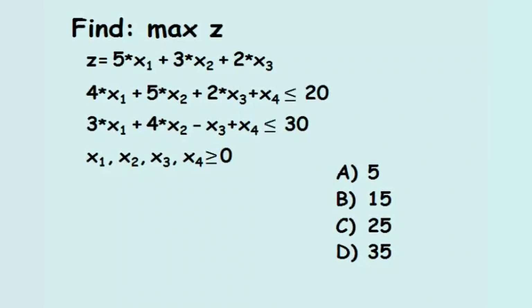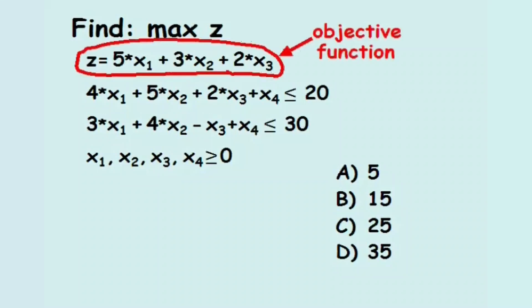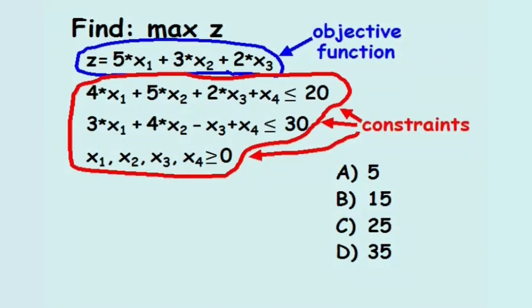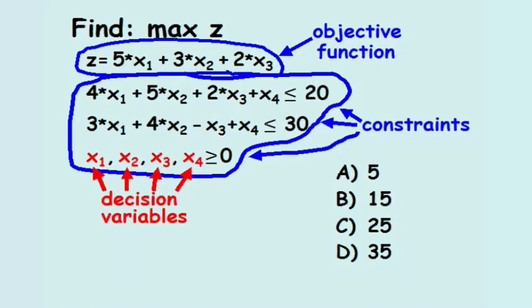Find the maximum value of z. In this problem, the objective function, z, is a linear function of variables x1, x2, and x3. The constraints are linear functions of x1, x2, x3, and x4, where the decision variables x1 through x4 are non-negative.